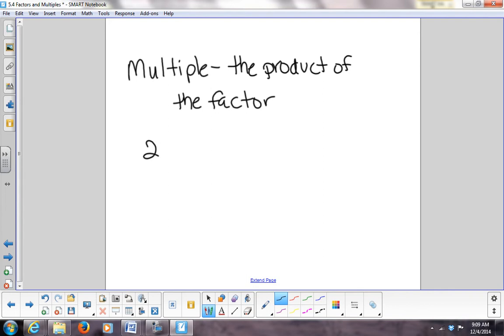So if I asked you for the multiples of 2, how could I find out what the multiples of 2 are? Daniel? 2, 4. Why? Because in multiples you're counting in twos. You're skip counting. 2 times 1 is 2. 2 times 2 is 4. 2 times 3 is 6. So these are all multiples of 2. What is a multiple of 5? Who can give me a multiple of 5? Gianluca. 5, 10, 15, 20. Those are all multiples of 5.